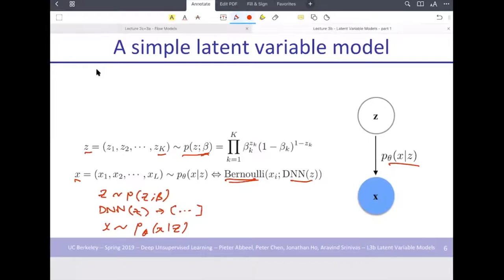The output is a parameter of the Bernoulli, right? I'm just asking what the deep neural network is. What's the use of the deep neural network?